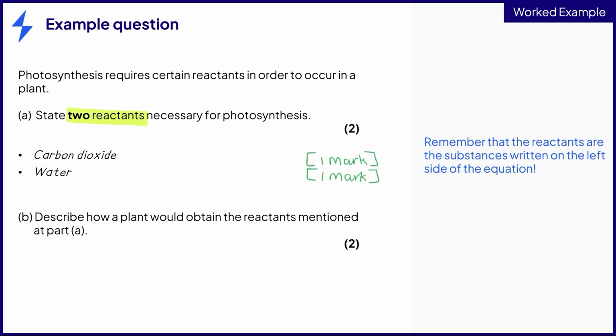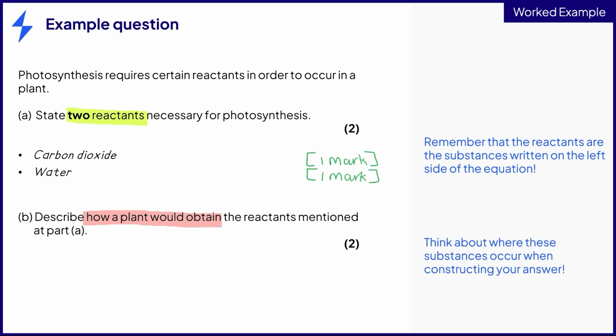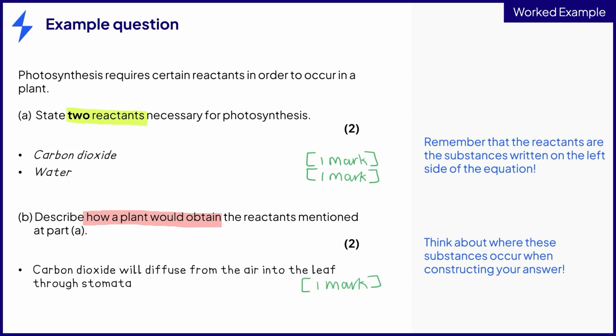The second question asks us to describe how the plant would obtain these reactants mentioned at the previous question. When constructing your answer, think about where these substances occur. Carbon dioxide is a gas which occurs in the air, so it will therefore diffuse from the air into the leaf. Be sure to mention that it enters the leaf through stomata. Water is found in the soil, so it will be absorbed from the soil into the root hair cells of the roots.